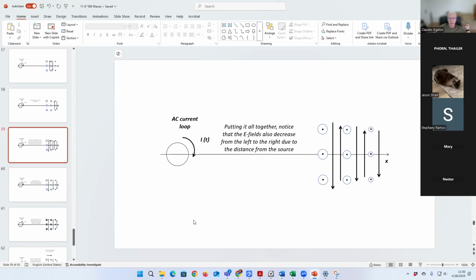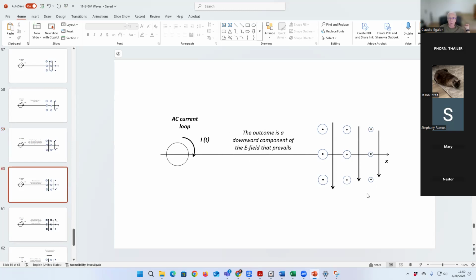Okay, so here you go. Do you see that? This electric field here cancels out with this one. But because this electric field is closer to the source, when they cancel with the other one, we are going to have a net field downwards. The same thing happens with this one and the other ones. Okay, here you go.